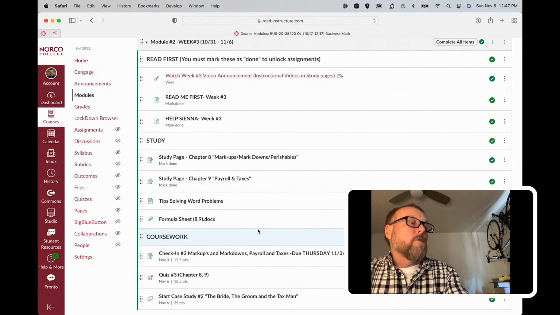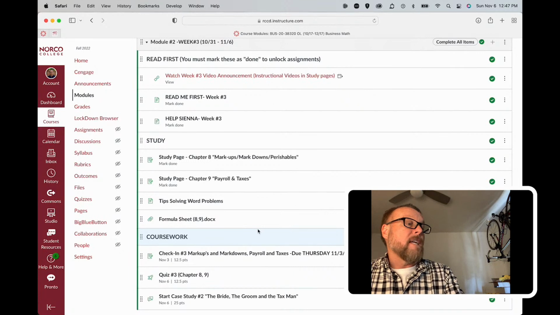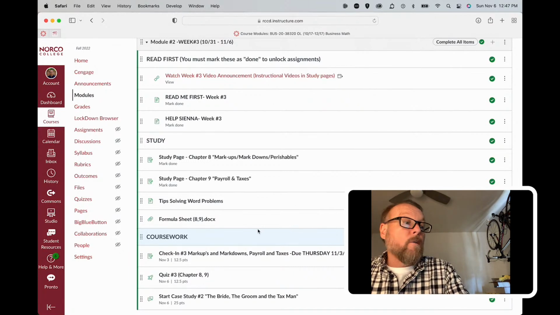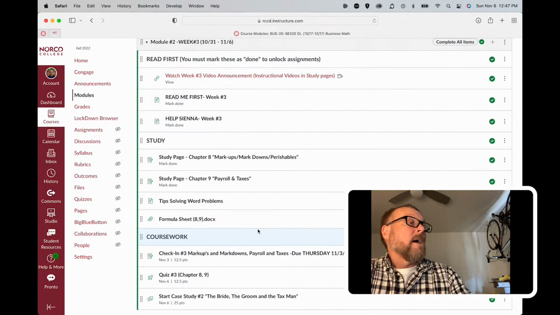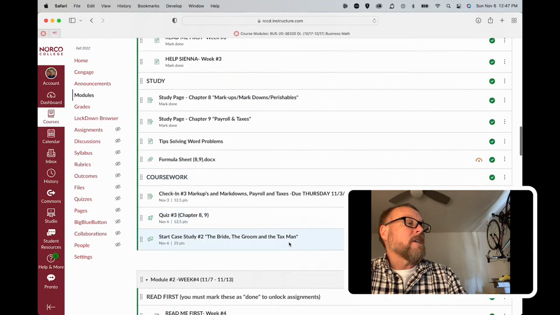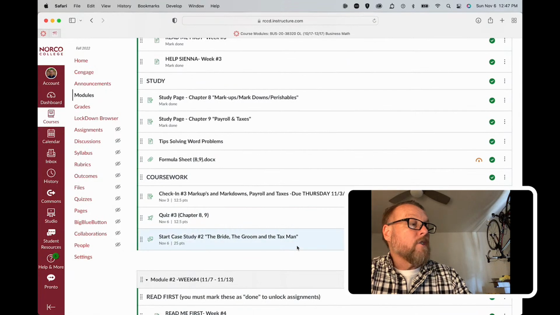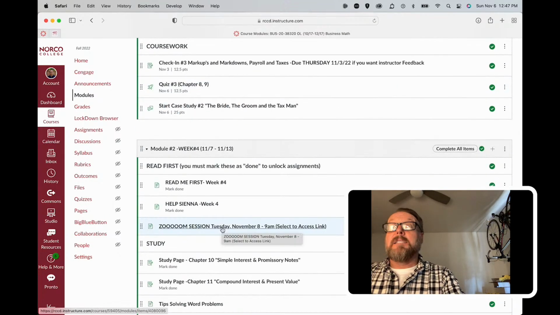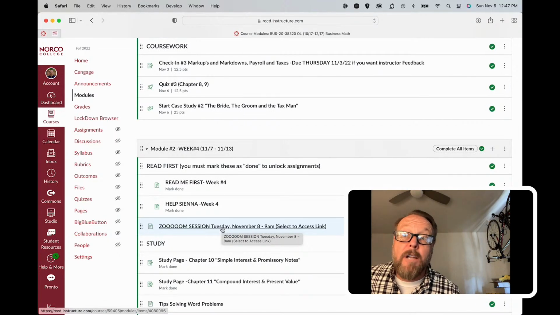That's where you're going to struggle the most on chapters 8 and 9. These will be on the midterm exam, so make sure you understand how to work them out. But anyway, you had those 2 chapters, and you also started your case study number 2 on the bride, the groom, and the tax man. And this is basically taking somebody. This is why you need to know the percentage method, chapter 9.